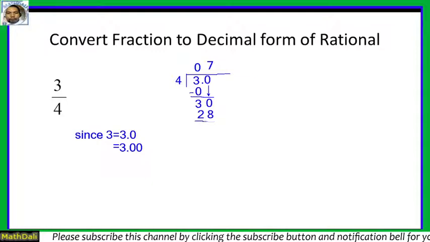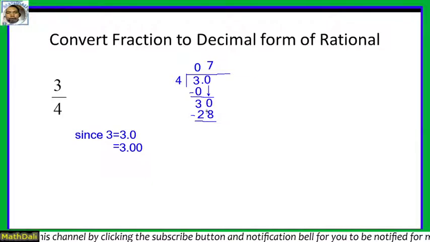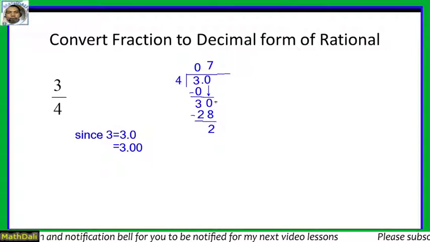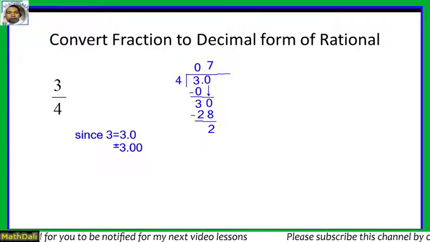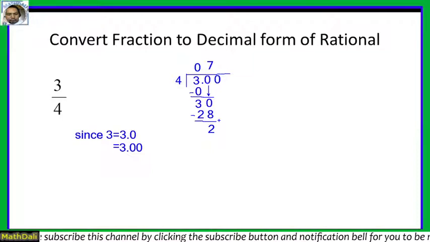Then, subtract natin. So, 30 minus 28, that is equal to 2. Ayan, lagay natin dito yung 2. Then, magdagdag tayo ulit ng decimal dito kasi yung 3, equal pa rin naman yan sa 3.00. Ayan, dagdagan natin to ng isa pang decimal na 0. Ayan, yan yung i-bring down natin dito sa baba.